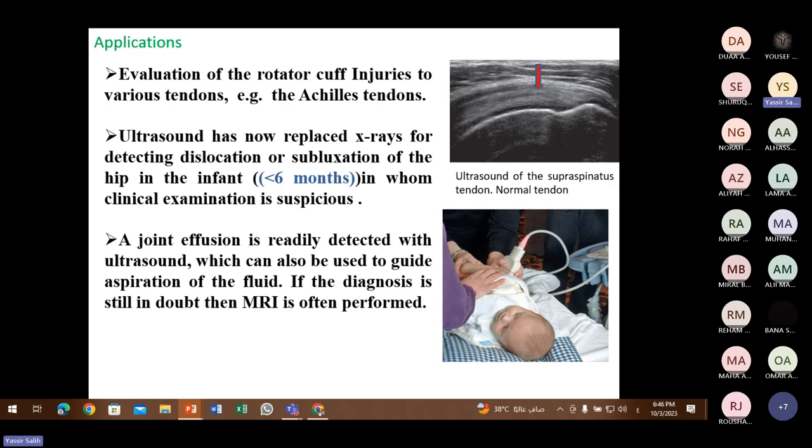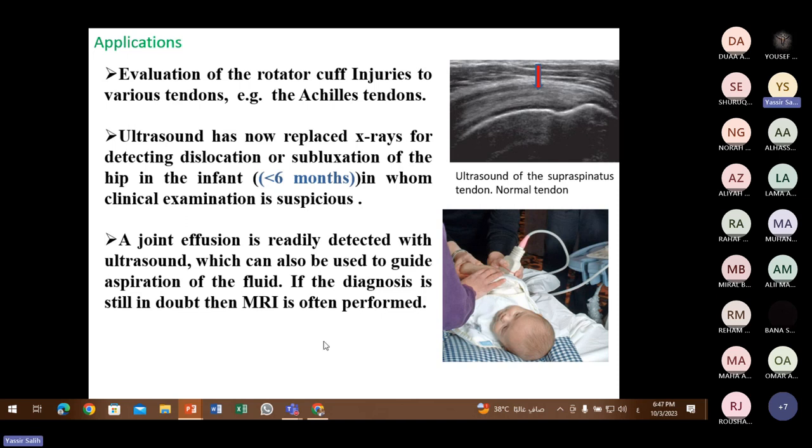Therefore we prefer ultrasound. After 6 months calcification usually happens and the bone becomes calcified, so it will be easily assessed by plain X-ray. So we use ultrasound before ossification, up to 6 months, and after 6 months we use plain X-ray. MRI is not commonly used for assessment of congenital hip dislocation or dysplasia. As I always repeat, this is a probe put in the area of the hip joint to assess this infant for congenital hip dysplasia.